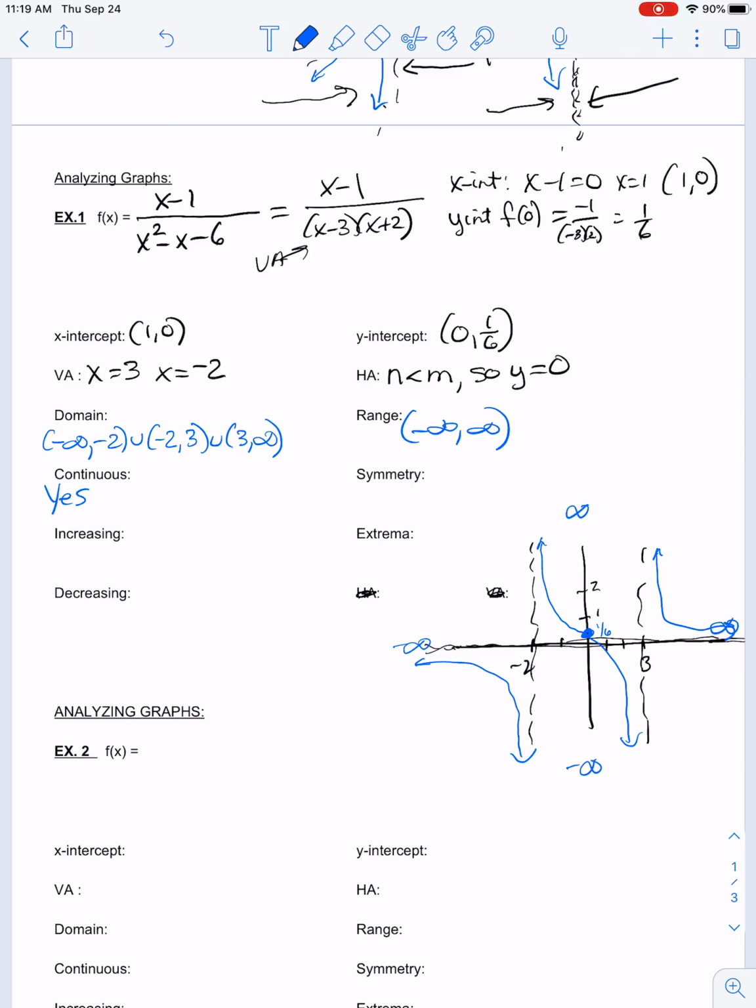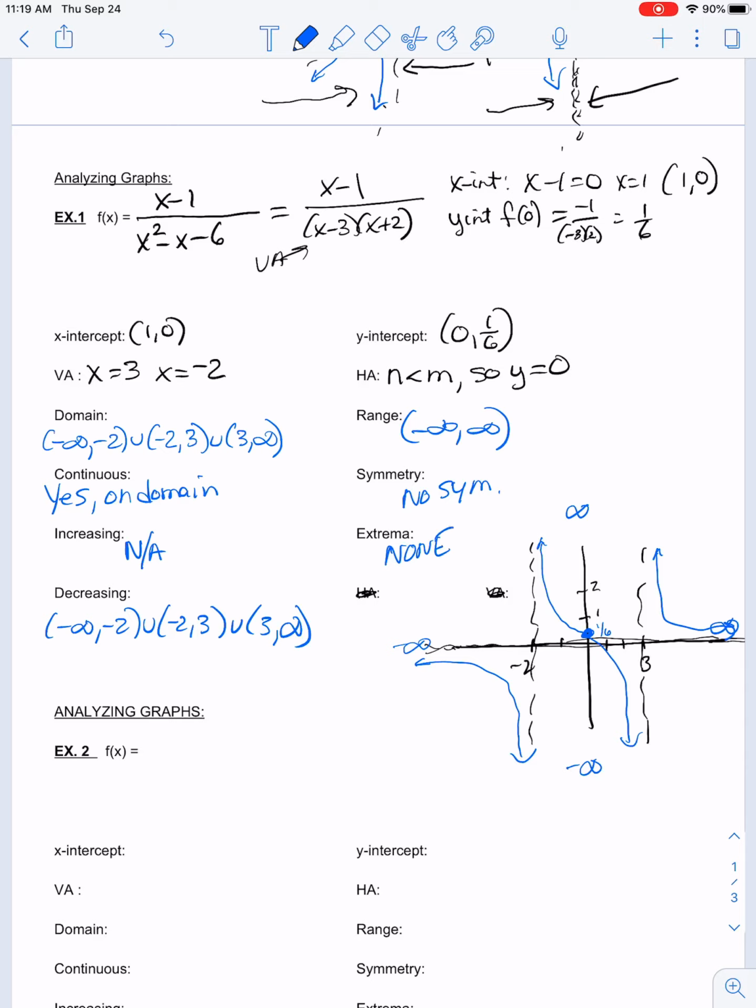I would say yes, and I would answer this one on the domain. So we're continuous in the little sections. Symmetry: no symmetry. Increasing: this graph's not going up anywhere, so I would say not. Decreasing: the whole graph, so that'll be the same as your domain. And lastly, do we have an extrema, a min or a max point? And we do not.